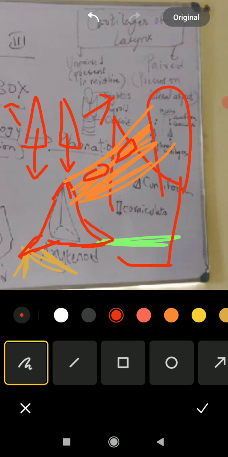Surfaces: medial, anterolateral and posterior surfaces. Most of the surfaces are free. Maybe some muscle fibers are attached to the anterolateral surfaces. Few muscle fibers, that's all.